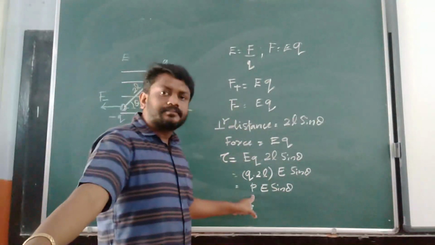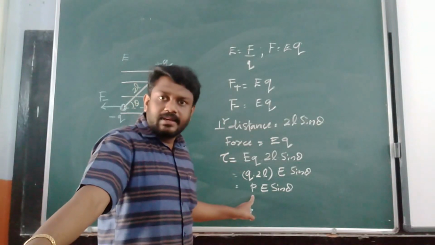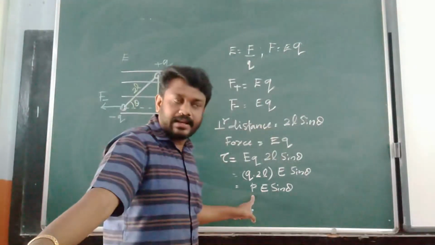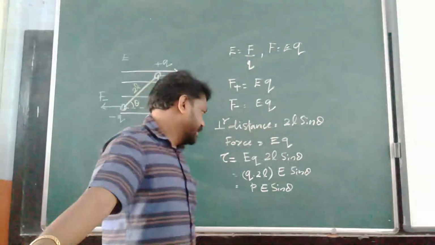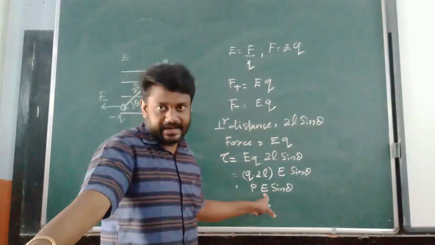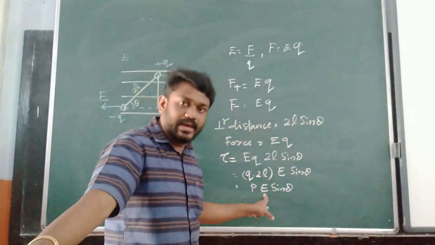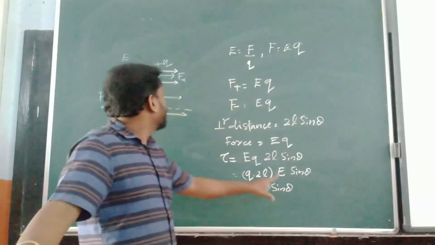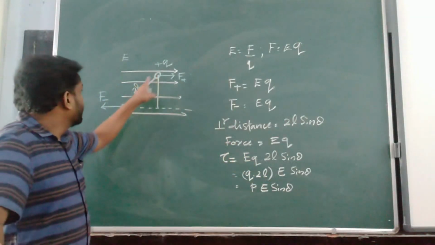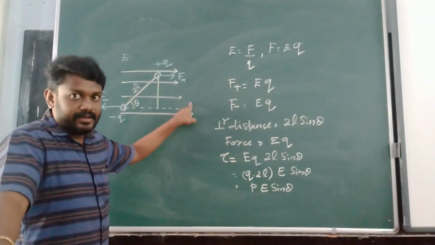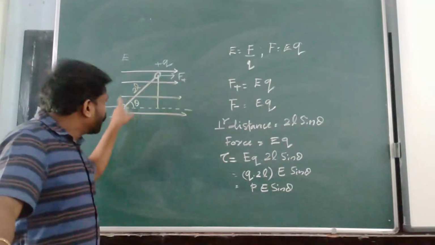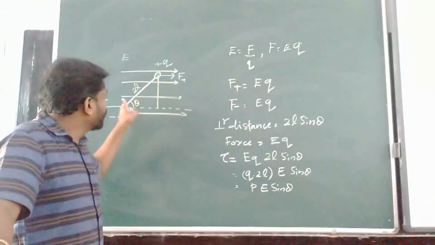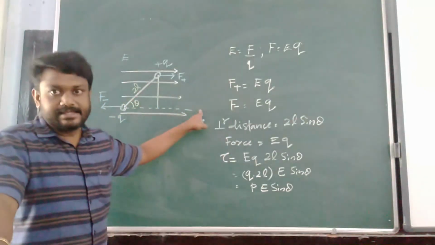What is P? Electric dipole moment. Is it a vector quantity or scalar quantity? It is a vector quantity. And the electric field intensity is also a vector quantity. And what is theta? Theta is the angle between the dipole moment and the electric field intensity.